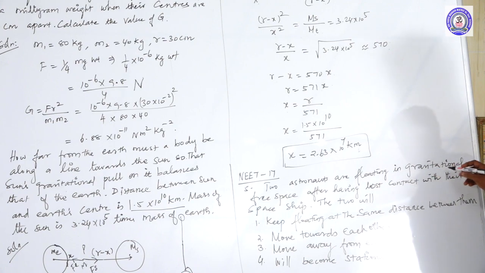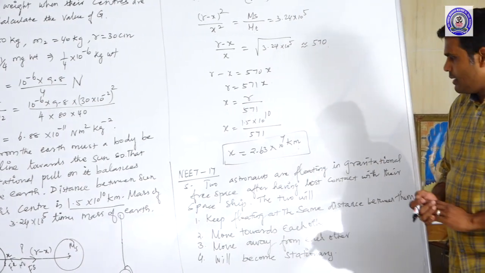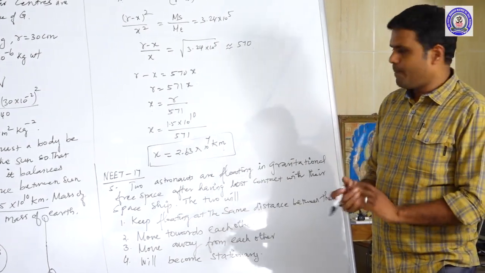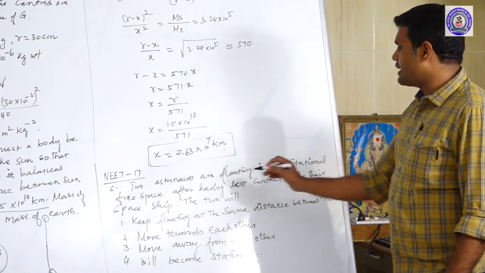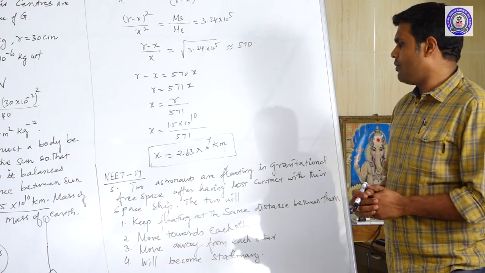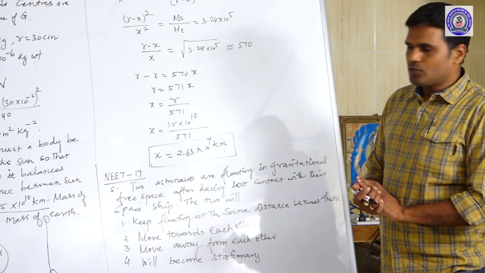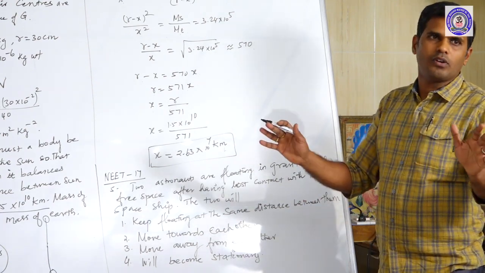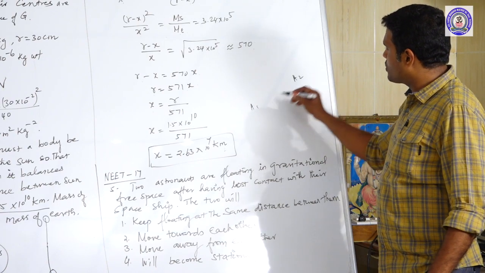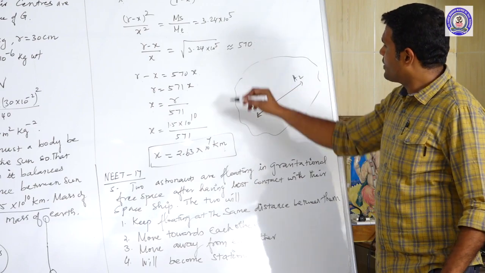Two astronauts are floating in gravitational free space after having lost contact with their spaceship. What will happen? Out of a spaceship they are existing in free space, so they are totally out of the control of the spaceship. What will happen to the astronauts? Astronaut A1, astronaut A2. These two people are in space.